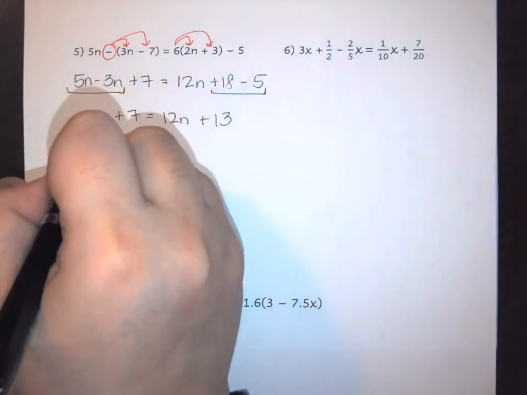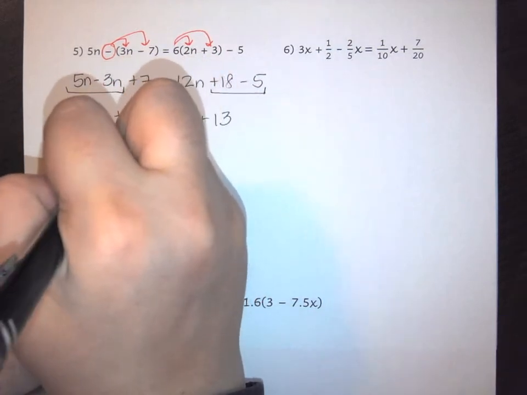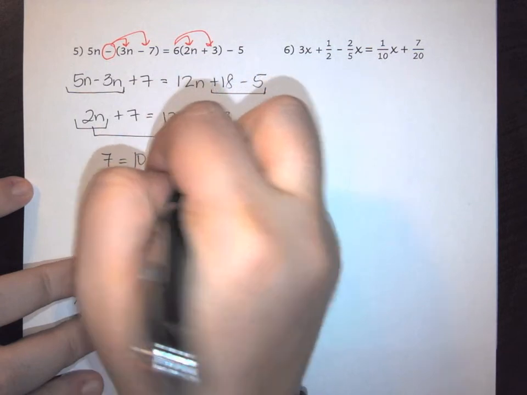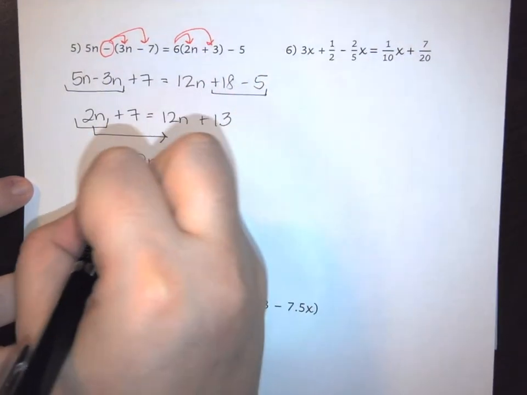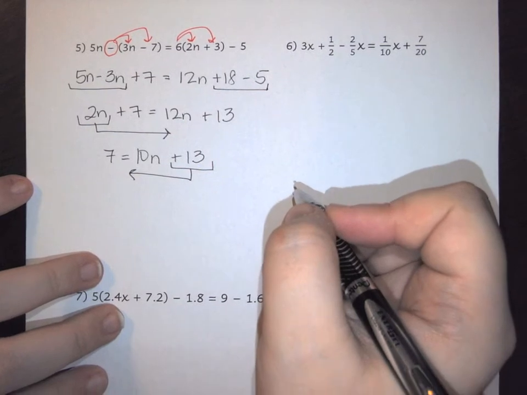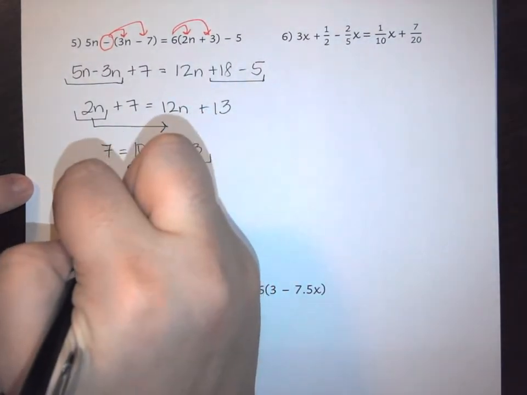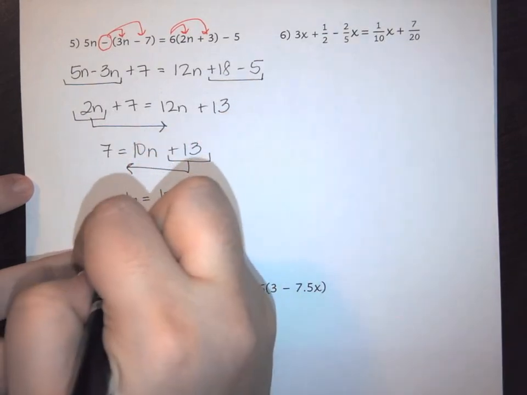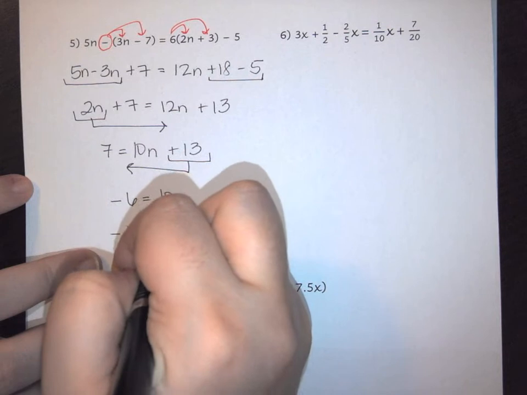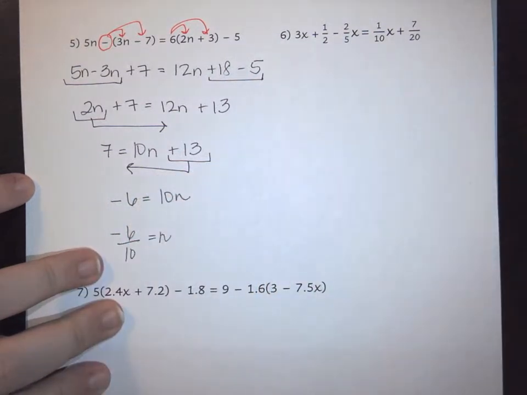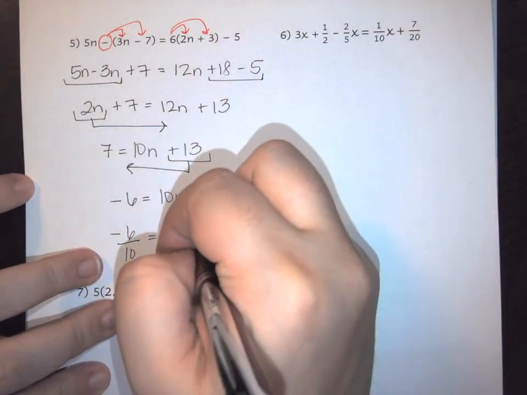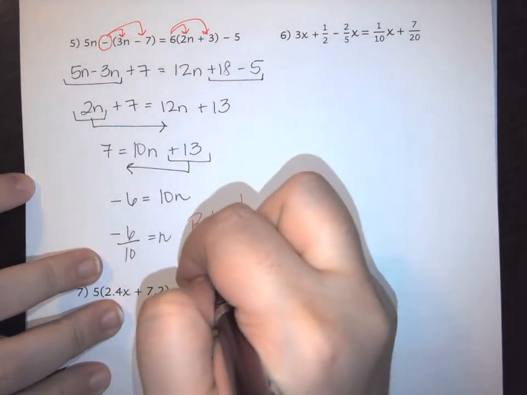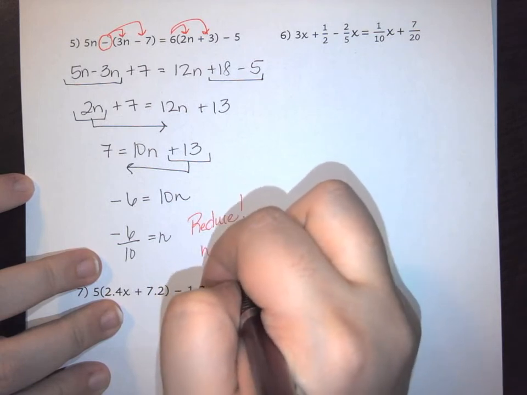I'm going to take my 2 and move it over. So this becomes 7 is equal to 10n plus 13. I'm going to take my 13 and move it over. And so in this case, we're going to end up with negative 6 is equal to 10n. So negative 6 over 10 is equal to n. However, there's one thing we always have to remember to do, which is reduce, which means n is equal to negative 3/5.